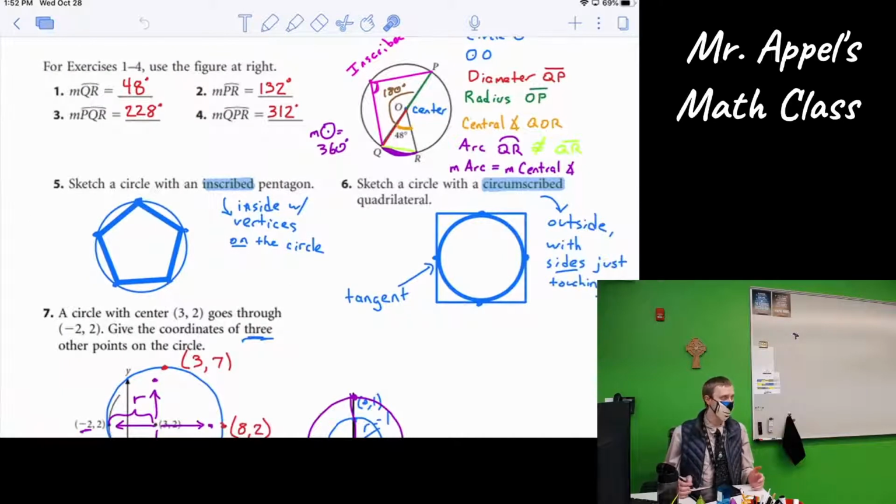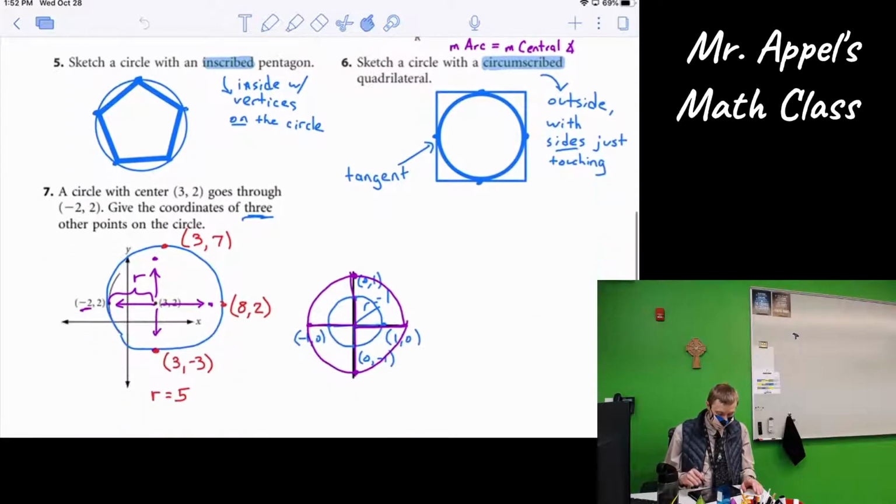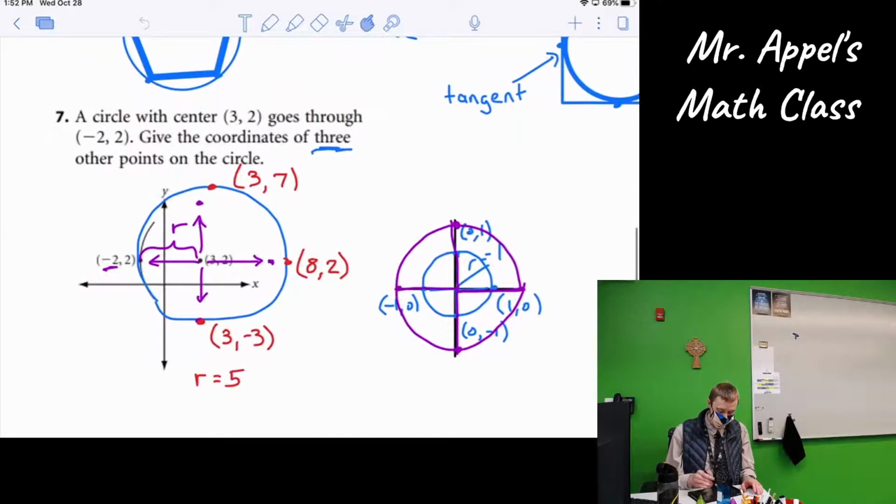5 and 6, basically unchanged. Right, I drew those in class, and that was all you had to do. And then number 7, the 3 other coordinates here. From the 2 points given, you could find the distance between them, just a simple subtraction, to get a radius of 5. And then you'll add on your radius to the y value to get 3, 7. Subtract it to get 3, negative 3. And add it to the x value to get your third point, 8, 2.